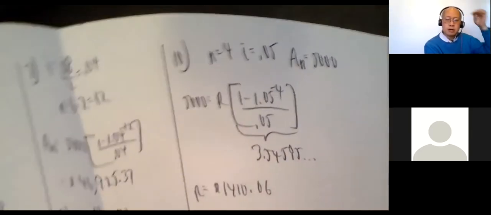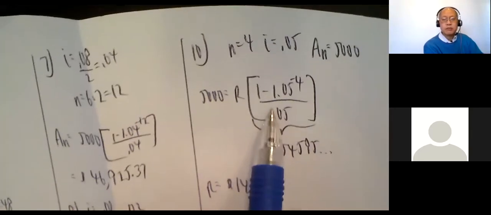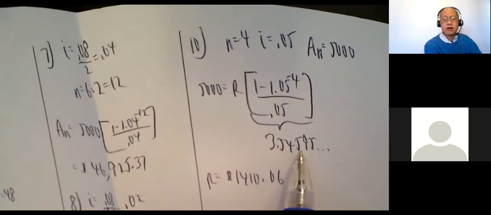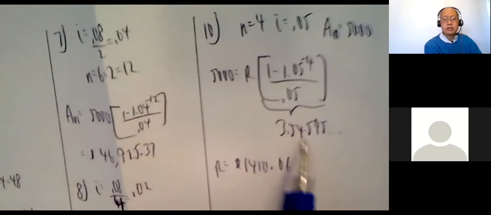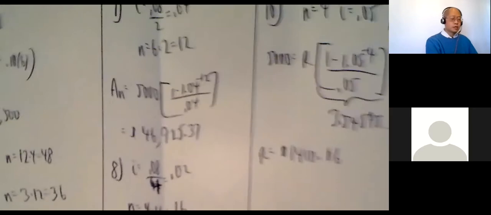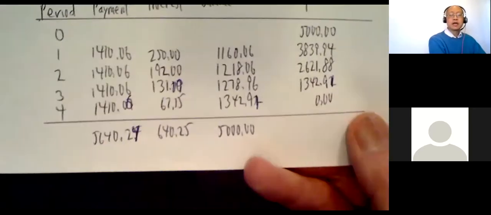Okay. You still might have to do this though. So 5,000 is R times (1 minus 1.05 to the negative 4) divided by 0.05, 3.545, and so on. So R is 5,000 divided by that, 1410.06. Okay, so once again, you will not have to fill out an amortization schedule.